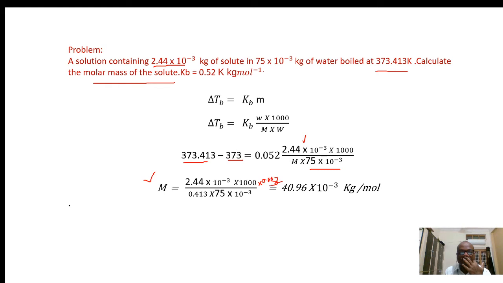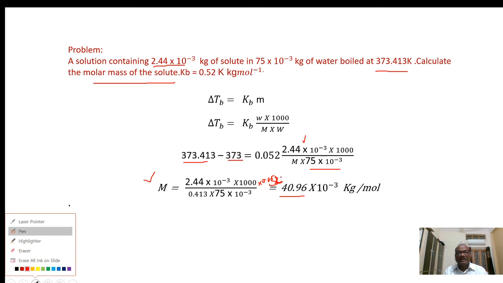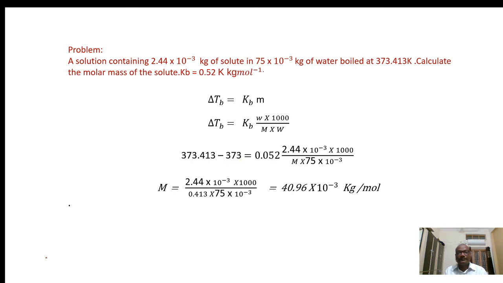Here the multiplication should be there, 0.052. So we get the answer 40.96 into 10 power minus 3 kilogram mole inverse. So here it is missing, and 0.052 must be there. It should be multiplied with that. So on multiplication we can get this 40.96 into 10 power minus 3 kilogram. Like this we can solve the problem.